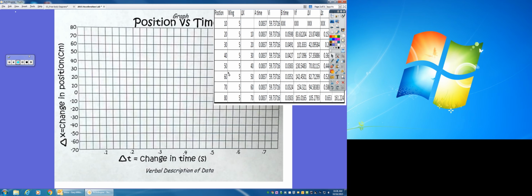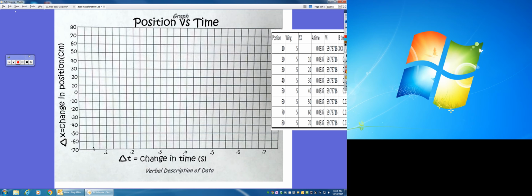So here is a picture of what the position versus time graph should look like. I'll move this data out of the way. You can see on the x-axis you have the change in time, and on the y-axis you have the change in position. It should be labeled exactly like you see mine. These numbers should be exactly like mine, starting at negative 70, negative 60, 50, 40, 30, 20, 10, 0, 10, 20, 30, 40, 50, 60, 70, and finish with 80. It should have a title, position versus time, and then delta t equals change in time, and in parentheses your units. It should look exactly like that.